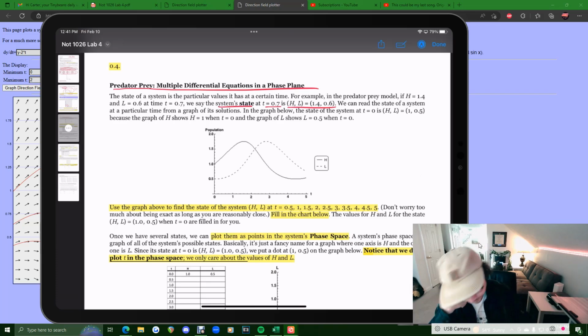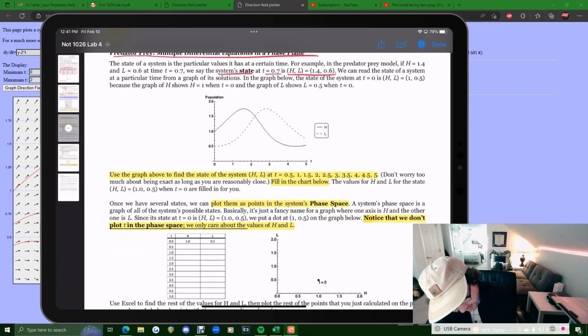Okay. So they say use the graph above to find the state of the system, in other words the H and L values, at all these different times and fill in the chart below. So very tedious, but let's talk through a few of them.